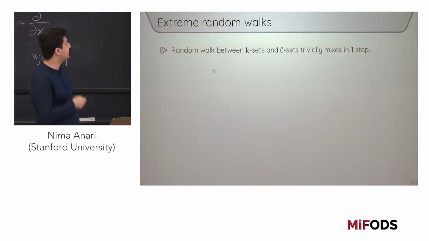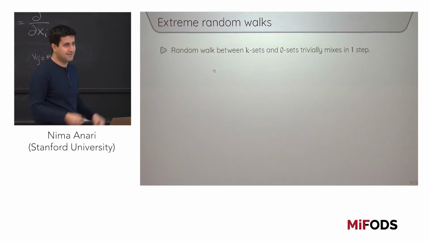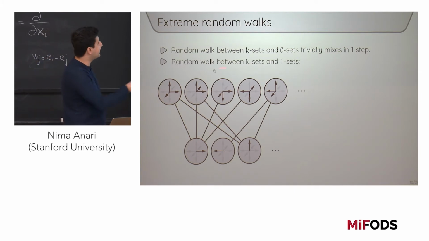Right? Okay, so in fact, you can move between k sets and any other size sets. So if you take this idea to the extreme, you can move between size k sets and size 0 sets. That's a trivial thing to do. You just move to the empty set, and then you sample from your distribution in just one step. So it mixes in one step, right? But let's make it a little bit less trivial. Let's move between sets of size k and sets of size 1.